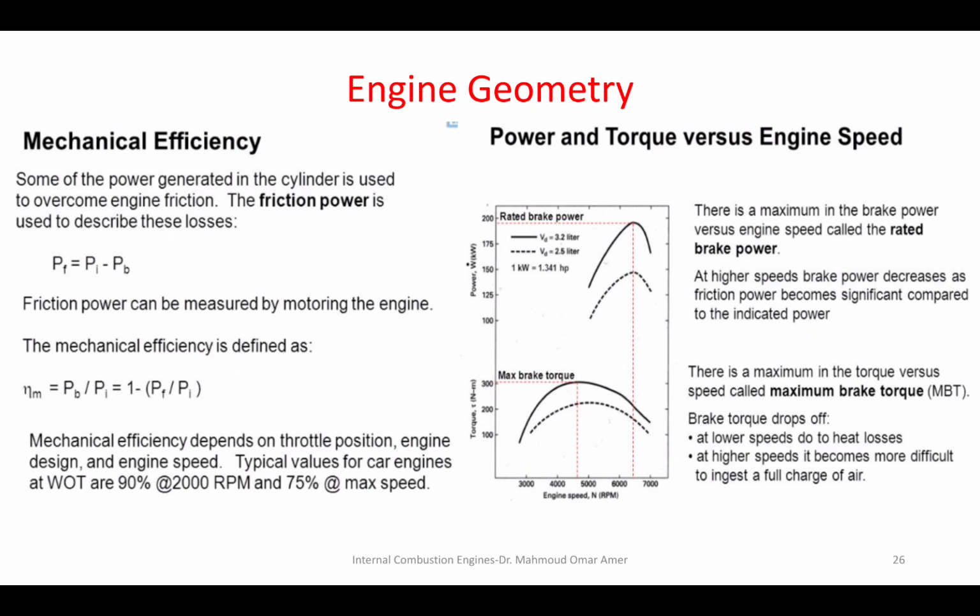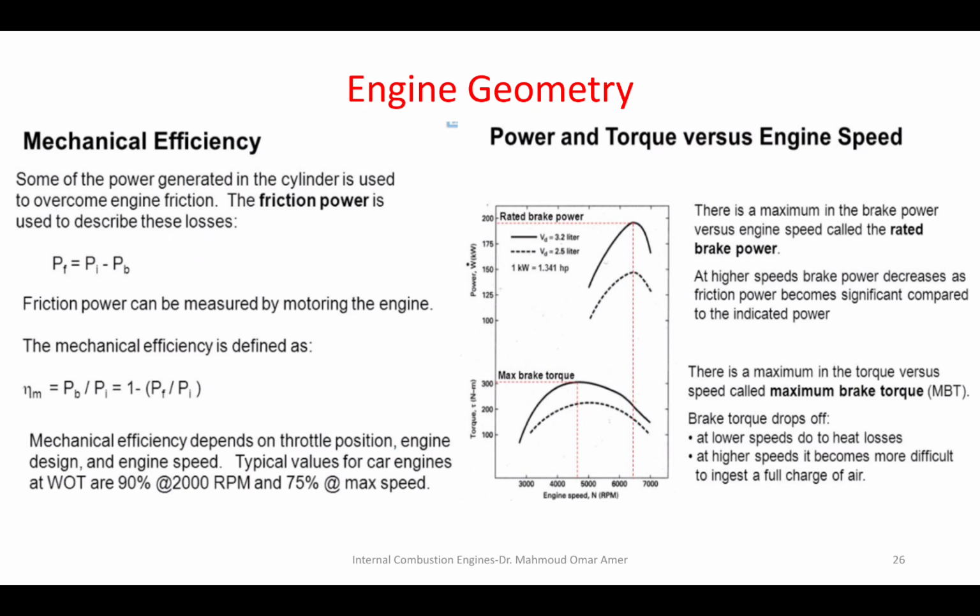As there is only one optimum point, which is the maximum power point or maximum torque point, here for the torque and here for the power. Before and after this point, we get a loss in power and torque. And by the way, the maximum brake torque and the maximum brake power points shouldn't be at the same RPM. They can be at different RPMs.